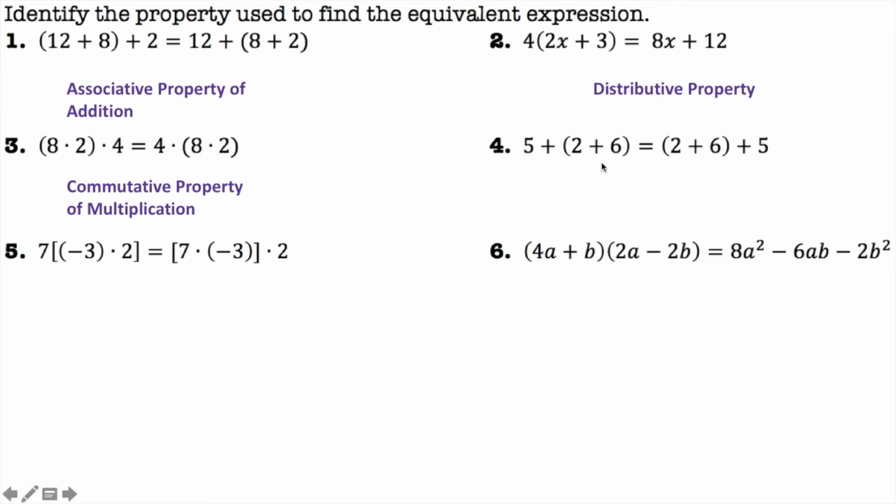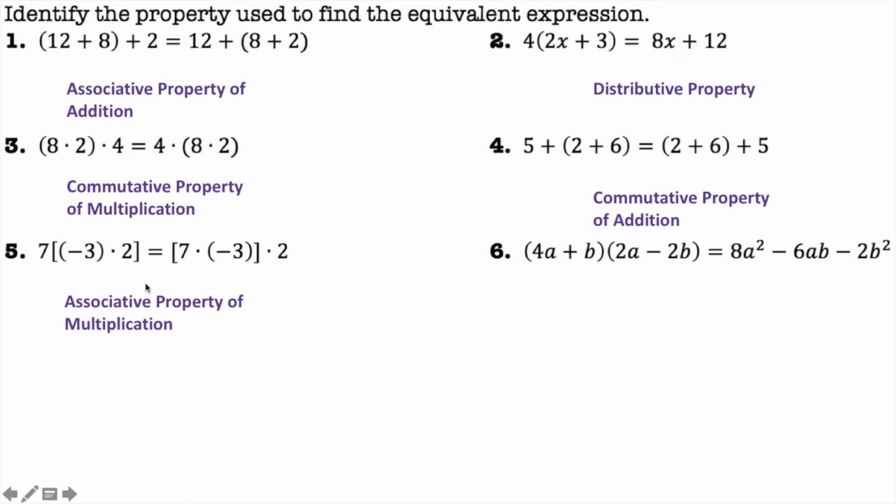And over here, again, they just changed the order. Instead of having 5 first, they wrote 5 last. So that's the commutative property of addition this time because there are addition signs in between. Then down here, they have the grouping of -3 times 2 on the inside, but over here they have the grouping of 7 times -3. So that changed the grouping. So if it's changing the grouping, then that's associative property. And they're multiplying, so it's the associative property of multiplication.